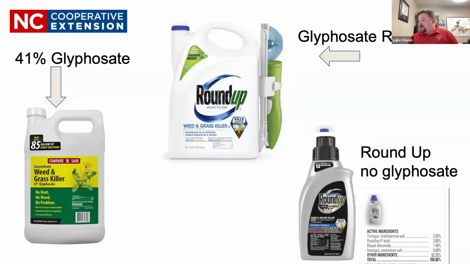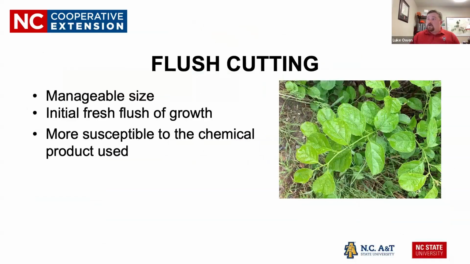Here's an example of a Roundup product that does not have glyphosate in it. It has triclopyr. So be mindful when you purchase a product that we're looking at not only the active ingredient, but the particular concentration percentage, because that can greatly impact our control. So let's talk about some strategies of chemical management.